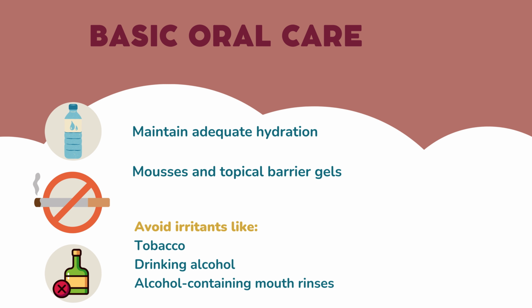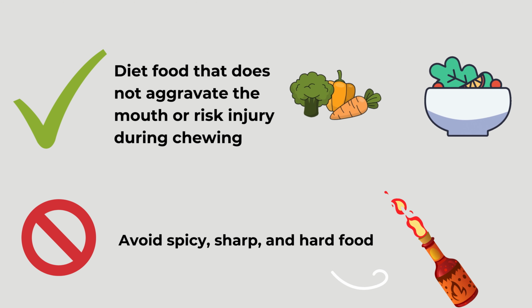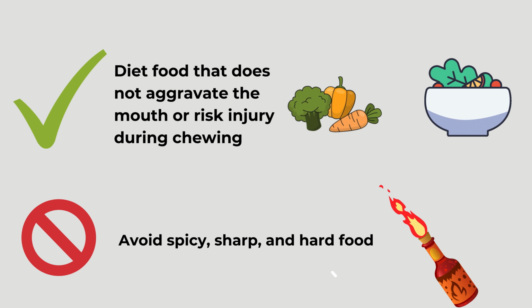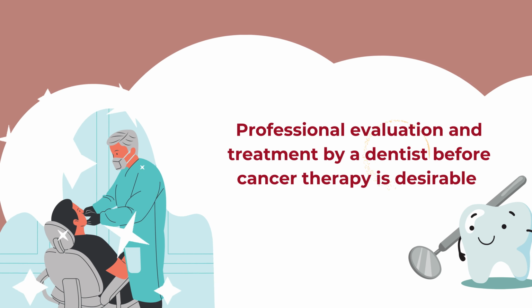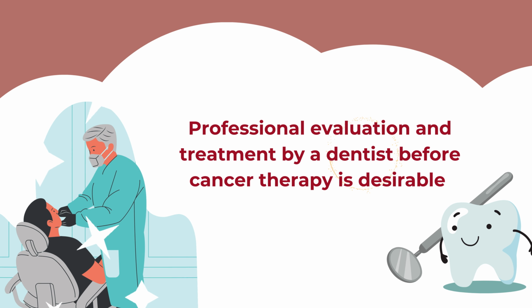It is important to maintain adequate hydration. Avoid irritants like tobacco, alcohol drinking, and alcohol containing mouth rinses. Mousses and topical barrier gels can be used to lubricate your mouth. Include in your diet food that does not aggravate the mouth or risk injury during chewing, and avoid eating spicy, sharp, hard food. Professional evaluation and treatment by a dentist, as indicated before cancer therapy, is desirable to reduce the risk of local and systemic infections.